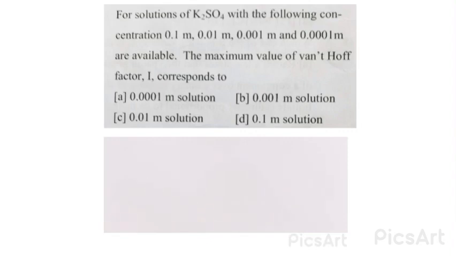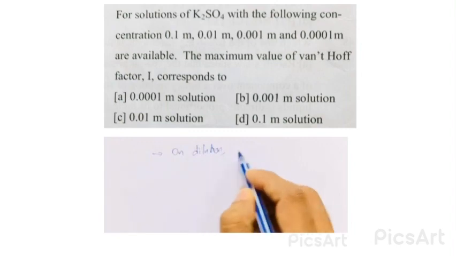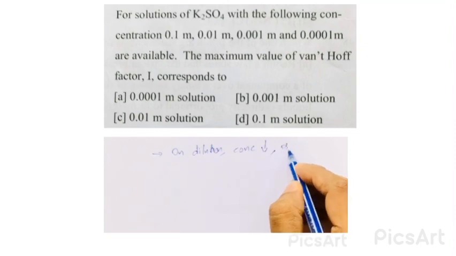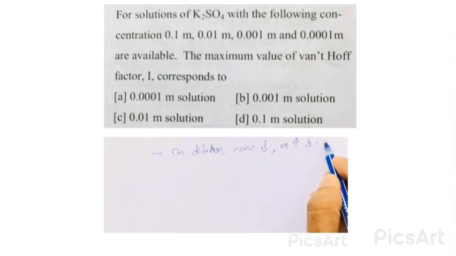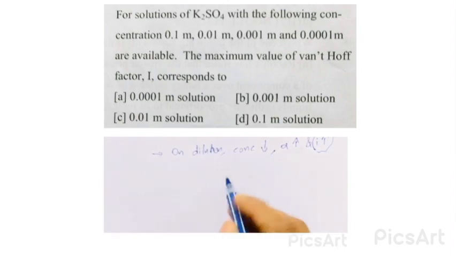In this question, we are given 4 solutions of K2SO4 with different concentrations. We know that on dilution, the concentration of the solution decreases, then the degree of dissociation increases and the i value increases. So to get the maximum i value, there should be minimum concentration. Here the minimum concentration is option A, that is 0.0001 molar solution.